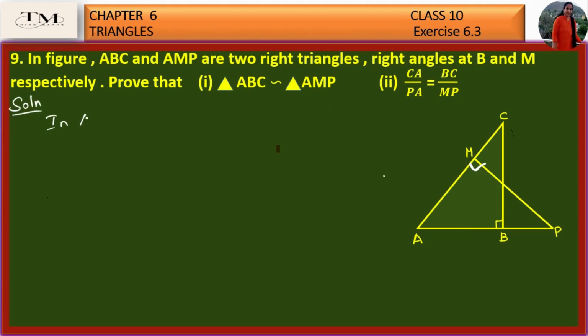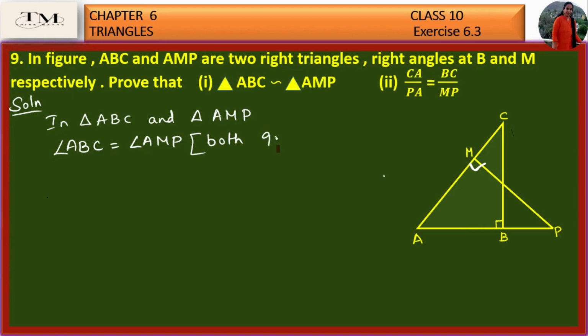In triangle ABC and triangle AMP, what is given? Angle ABC is 90 degrees. Right angle means it is 90 degrees. So it is given that angle ABC is equal to 90 degrees. Also, in this triangle, angle AMP is 90 degrees. These two are equal because both are 90 degrees.